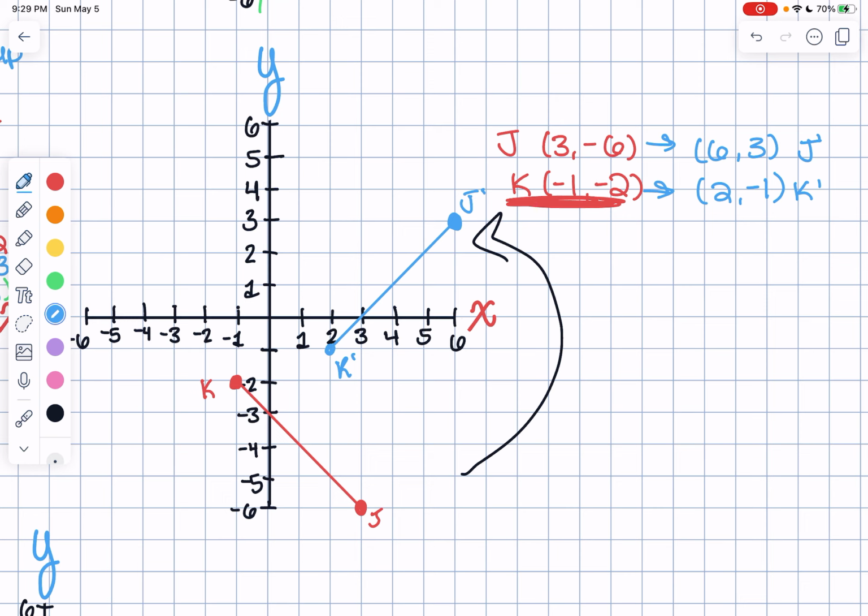J prime, K prime is this line right here. Okay. So if you'll notice, how do my points move? All right, so J is moving from this quadrant, one quadrant to the left. K is moving one quadrant to the left, okay? One quadrant or 1/4 turn is just a 90-degree turn since it is to the left.